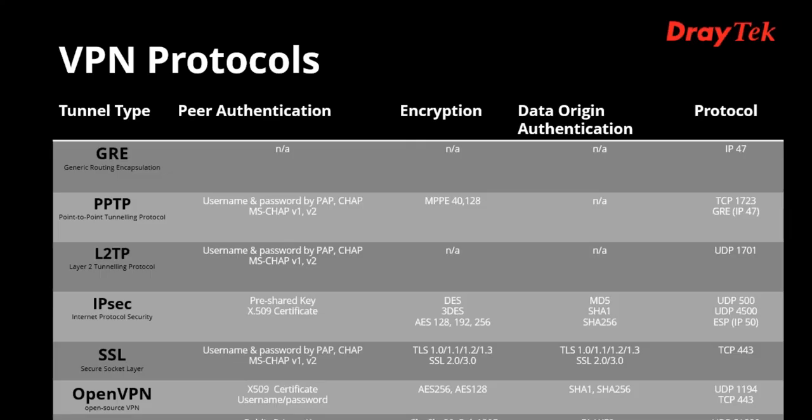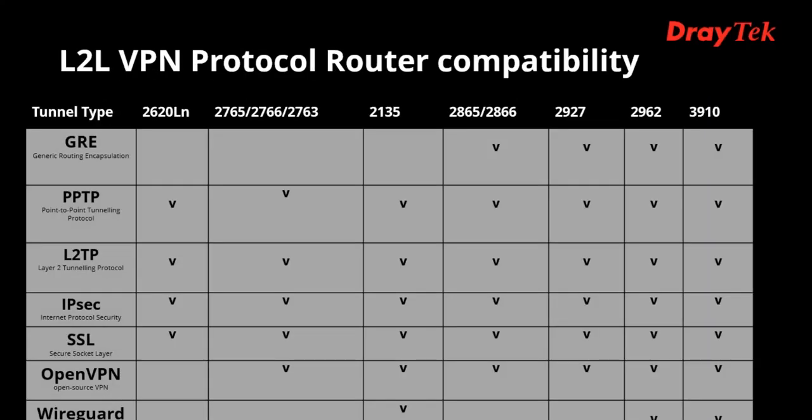These are some industry standard VPN protocols which are supported on current DrayTek routers. These include GRE, PPTP, L2TP, IPsec, SSL, OpenVPN, and most recently WireGuard. Here we have a compatibility list showing the VPN protocols which are supported on current DrayTek routers. Today we'll be focusing on two popular and recommended protocols, which are IPsec and SSL VPN.